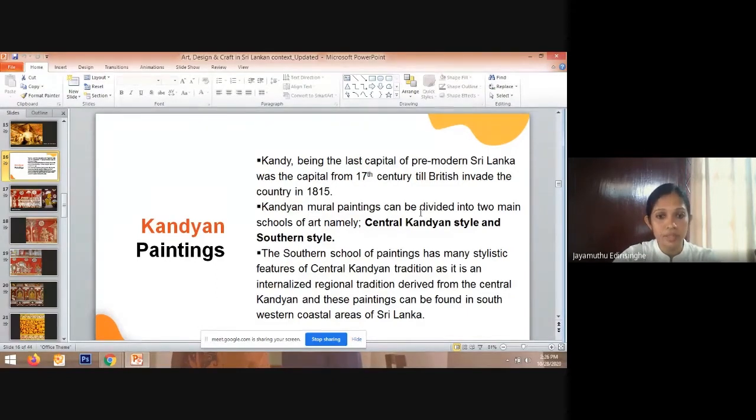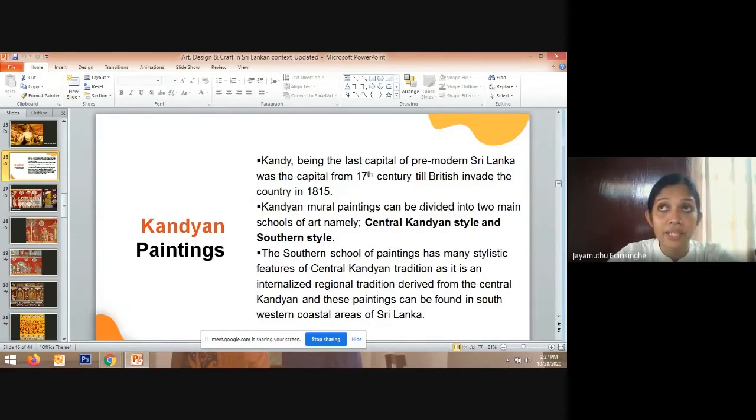And then the hanging mural painting can also be divided into two categories. Mainly there are two schools: the Central Kandyan style and the Southern style. The Central Kandyan style is actually the origin of that particular art tradition. Those were mainly in Buddhist temples, and they had a very stylistic form of art. Whereas in the southern coastal areas, there were other influences on the same Kandyan style painting. For example, after the British invaded the country, even guns could be seen in some of the mural paintings in Buddhist temples.